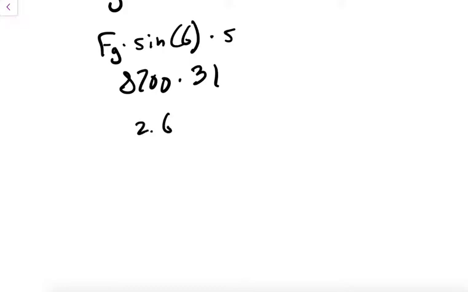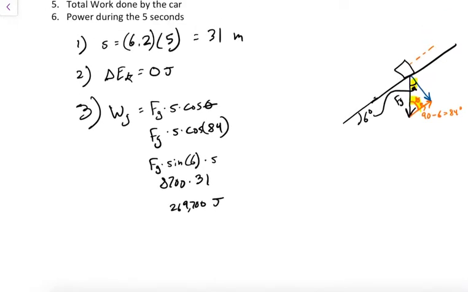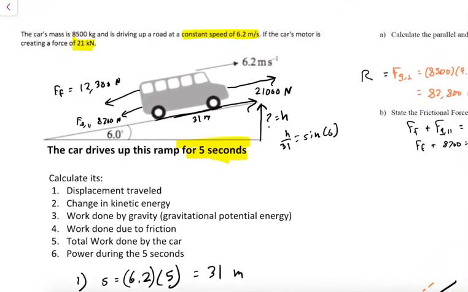That gets us to 2.69. Ooh, how should I write this? I'll just write it all: 269,700. So that's 269,700 joules.